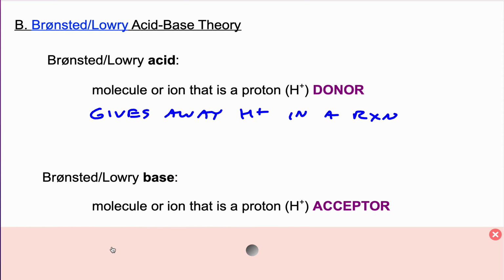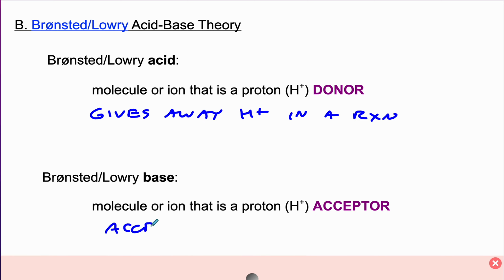whereas a Bronsted-Lowry base is a molecule or ion that is a proton acceptor, which means that it accepts or receives the hydrogen ion in a chemical reaction.